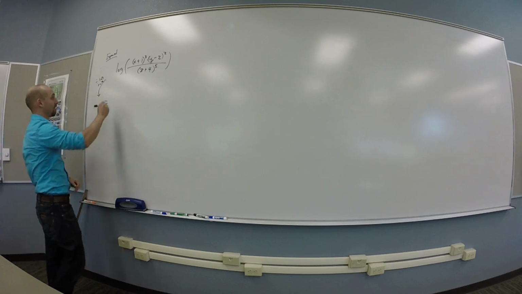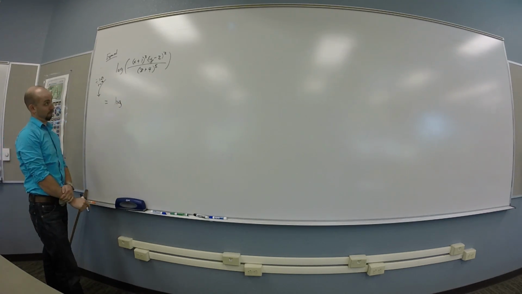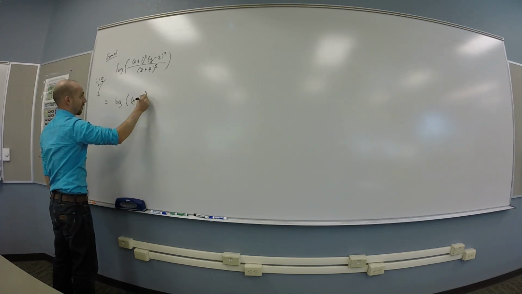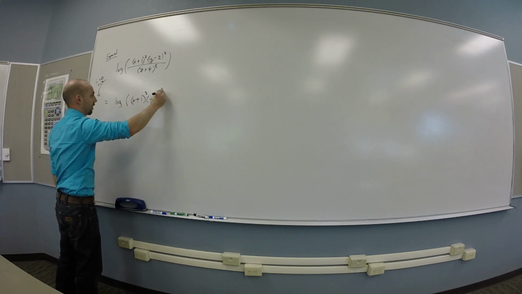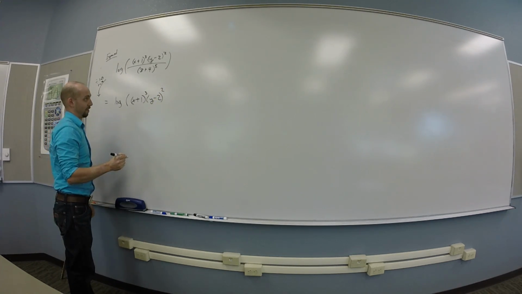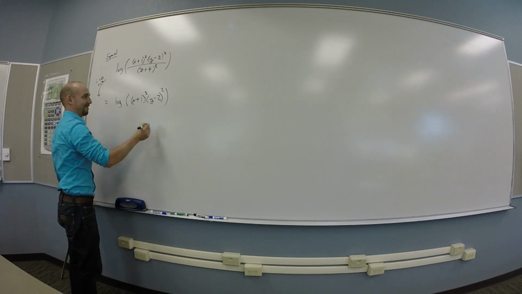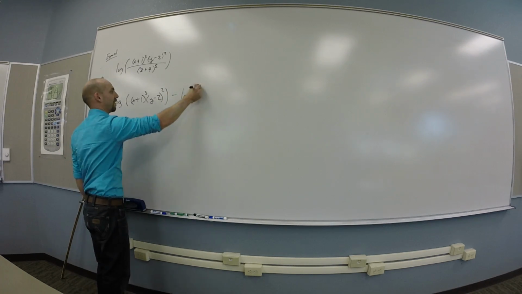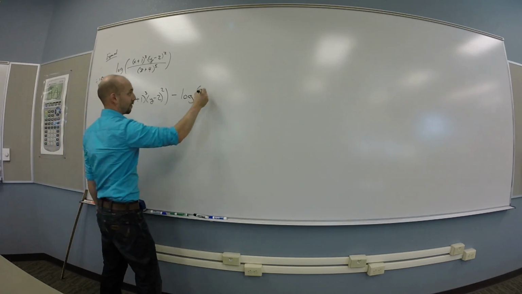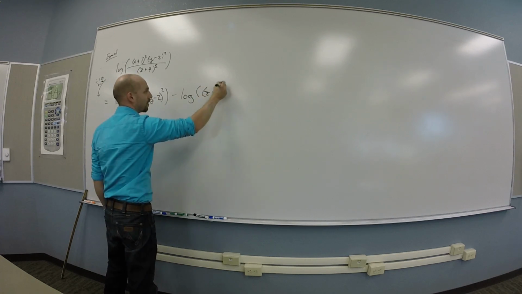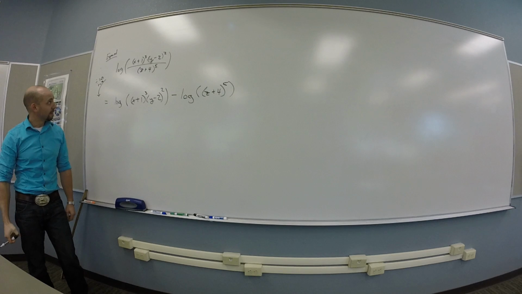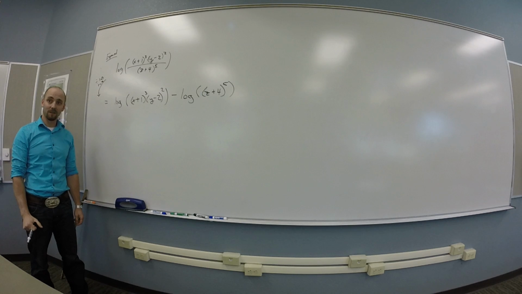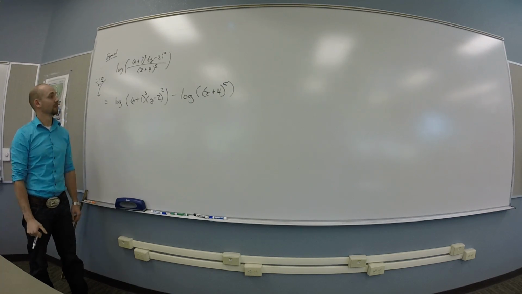Get log of the quantity x plus 1 cubed times quantity y minus 2 squared, minus log of quantity z plus 4 to the fifth. Okay, cool. So that really is, I had the log of a top over a bottom, right? And I use the log rule to say that's the log of the top minus the log of the bottom. Okay, now what?